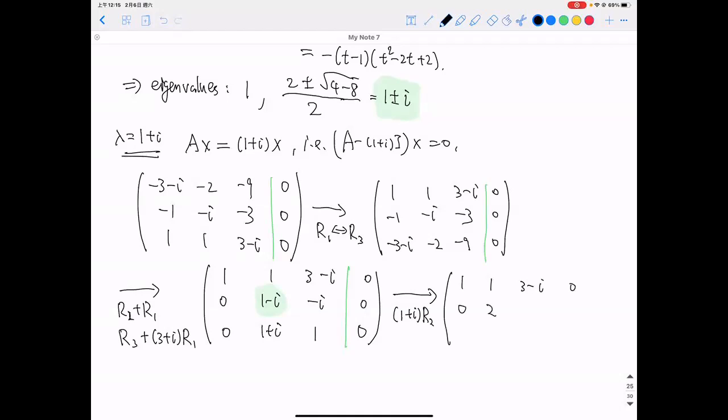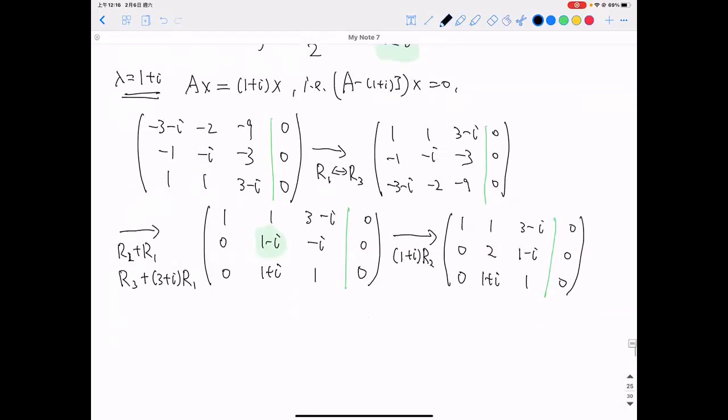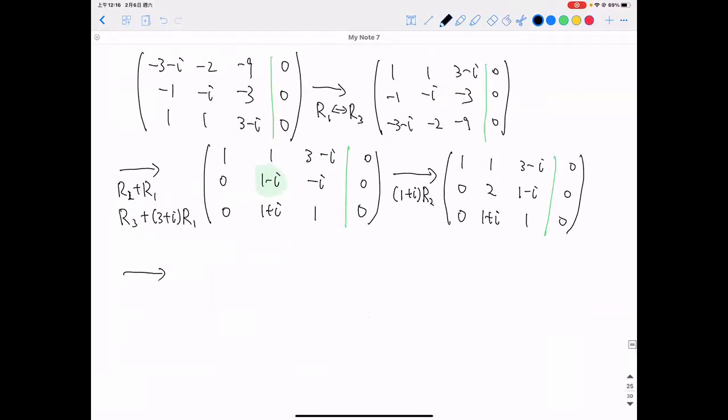So that becomes a 2. And we multiply 1 plus i with minus i, you get... let's see here, minus i squared, so plus 1, so 1 minus i indeed. And the third row is the same, 0, 1 plus i, 1, 0. And now we can proceed in the usual fashion.